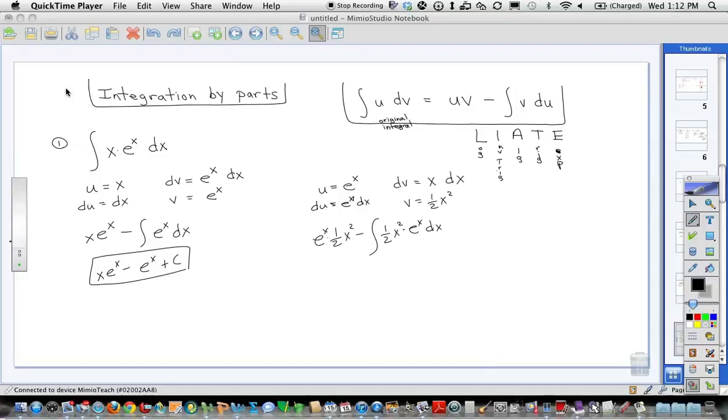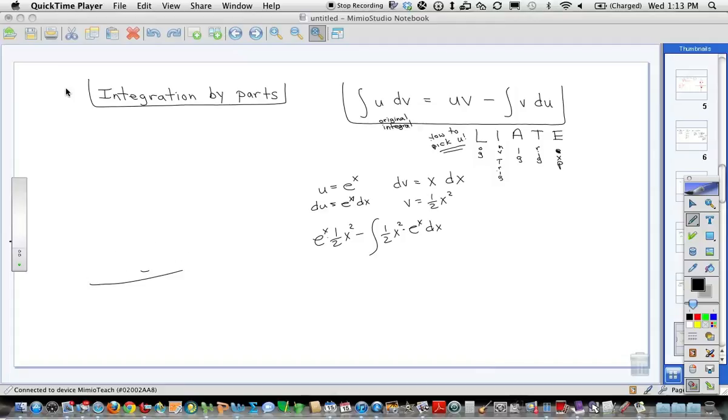So here's what this LIATE is. This is how to pick U. That's what LIATE is. How to pick the U. Once you pick the U, the dv is everything else that's left. All right, LIATE.